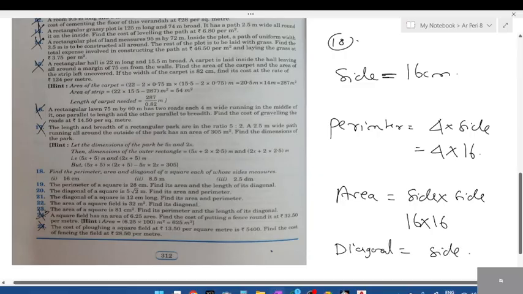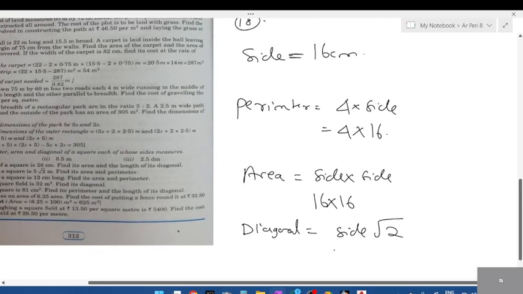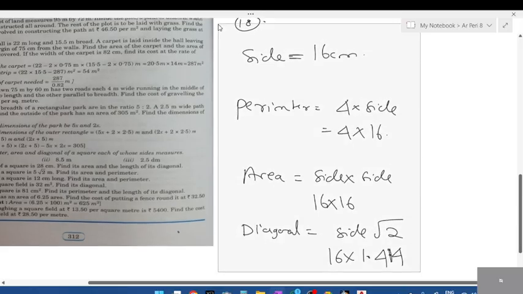Side into root 2, right? Yeah, what is the side value? Side is 16 into root 2. How much is root 2? 1.414. Complete the answer. Whoever has done, check the answer in the textbook.